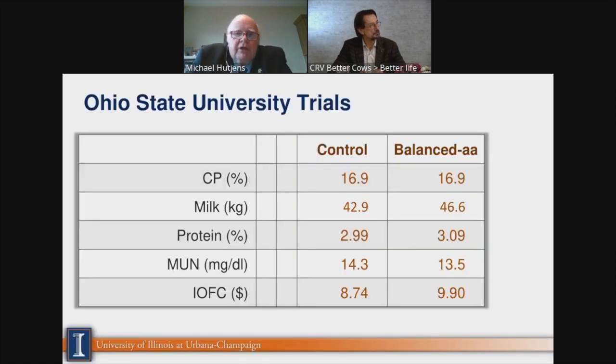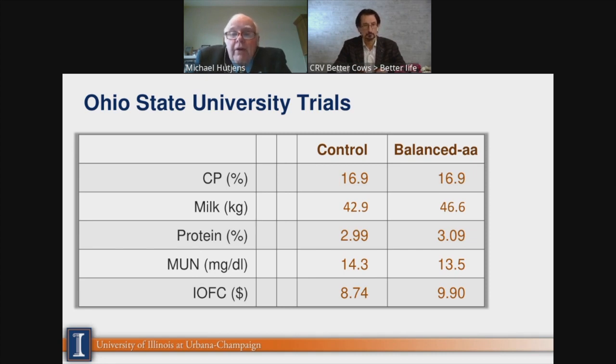So let's just look at one study. This is from The Ohio State University. This shows you one study showing the control cows, and those cows are balanced for amino acids. And you can see both these diets are identical in crude protein. They did not list metabolizable protein levels, I wish they did, but when they did the research, in the journal, it wasn't there.